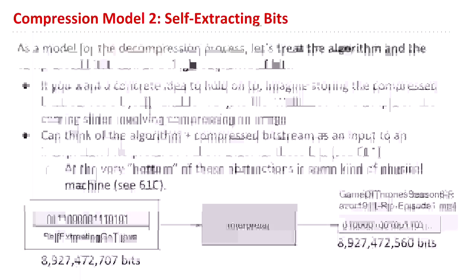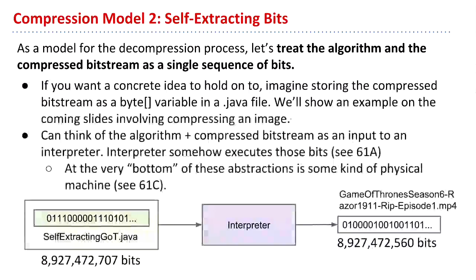As a model for decompression, we're going to treat the algorithm and the compressed bit stream as a single sequence of bits. That's just for our convenience. And if you want a concrete idea, if you're wondering how the bits and the algorithm can both be a single sequence of bits, well, we can imagine that the compressed sequence is a byte array variable in Java, so it's all the data that you would send, plus all the code needed to decompress that byte array. And we'll see an example in a minute.